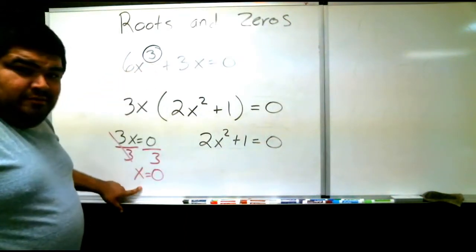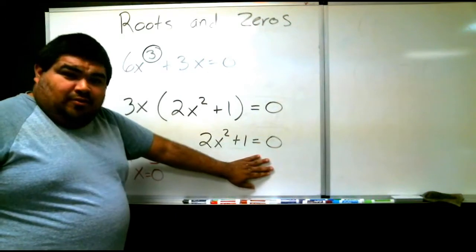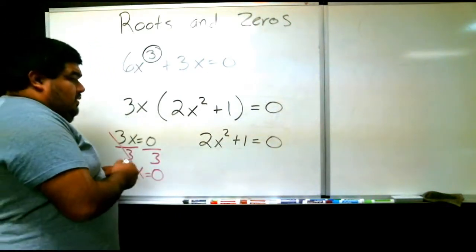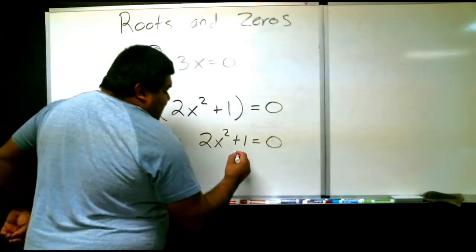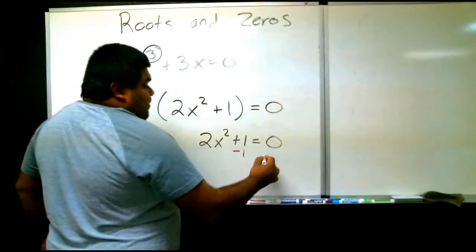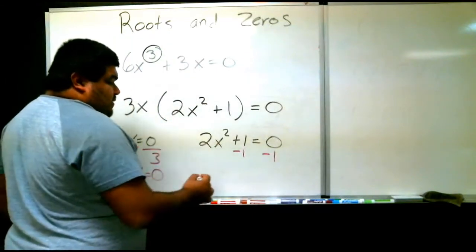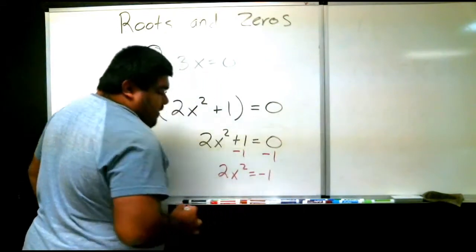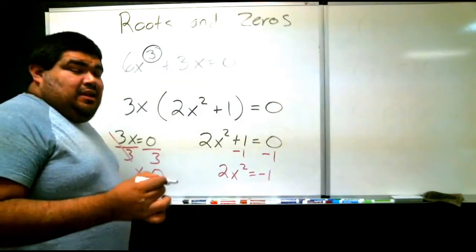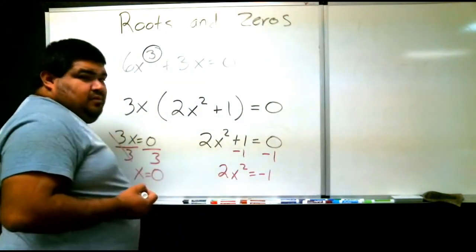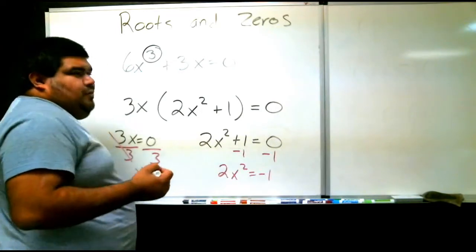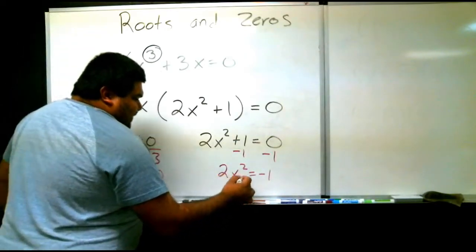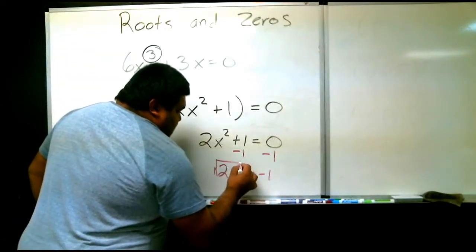We already found 1. Now we're going to go over here on this other part of the problem. We're going to solve for it. We have minus 1, we have minus 1. We're left with 2x squared equals negative 1. Now we're going to get rid of the square with the radical. So we do the radical, cancel out the square.